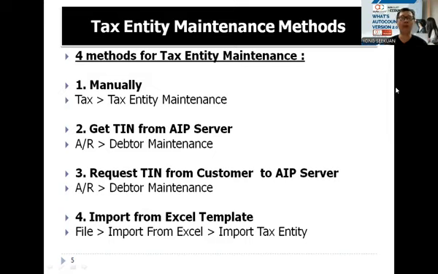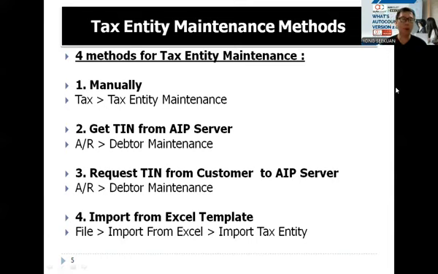So then the third method is request. What if you want your customer or supplier to share this TIN number with you in AutoCount so that you can retrieve their TIN number from this AIP server? You can send the request link to them. Later on, I will show you how to do that.